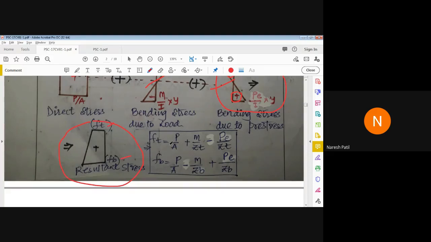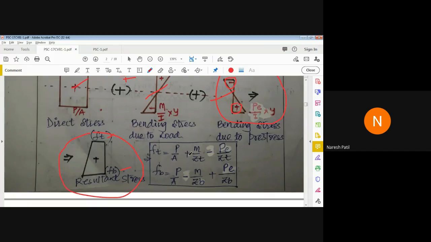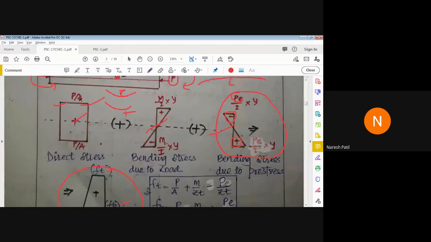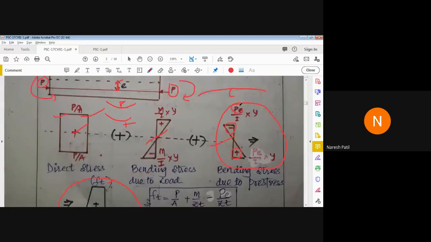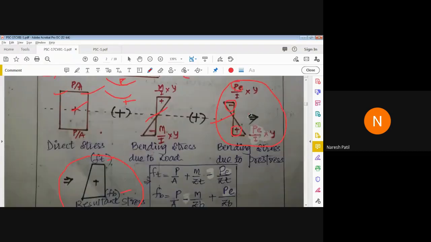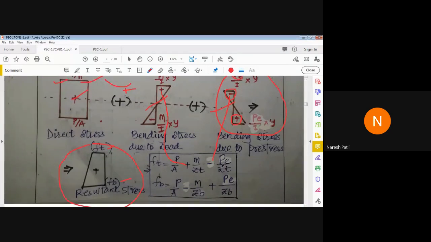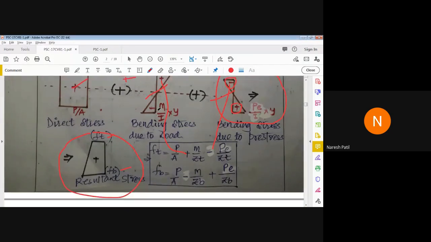Now in this case, see how you write: P by A plus M by ZT, top fiber ZT, minus PE by ZT. Minus here because of the minus sign. This you can correlate here and this you can correlate here. So plus P by A plus M by ZT minus PE by ZT. For bottom, plus P by A minus M by ZB plus PE by ZB. Is it clear?